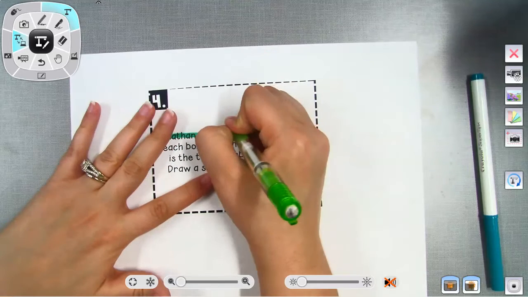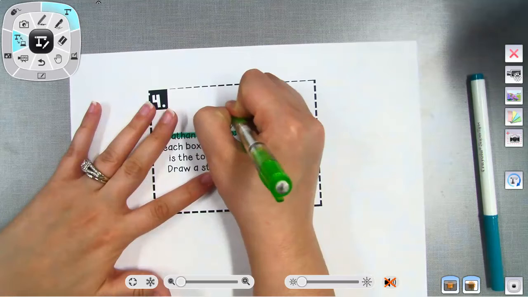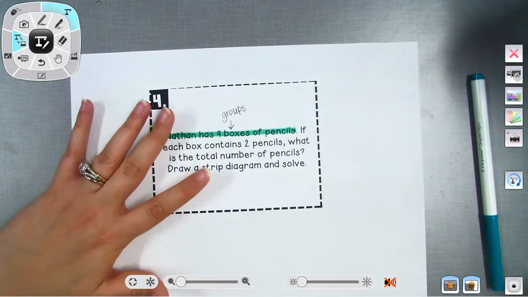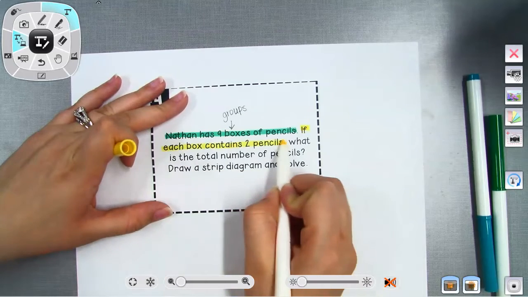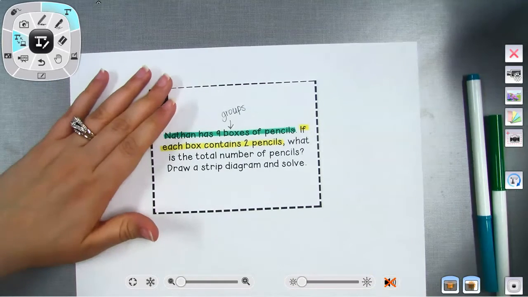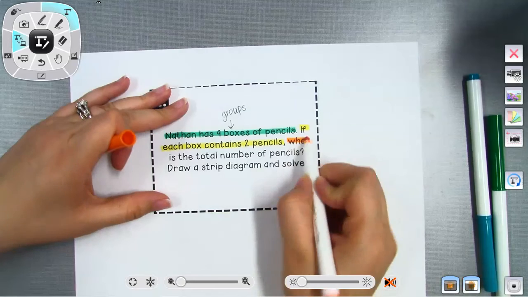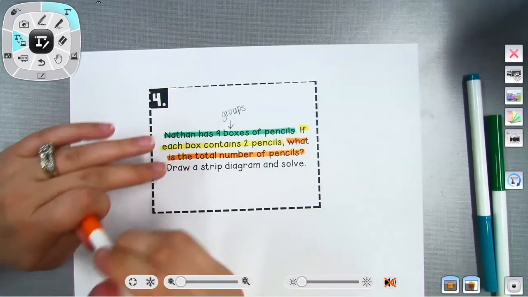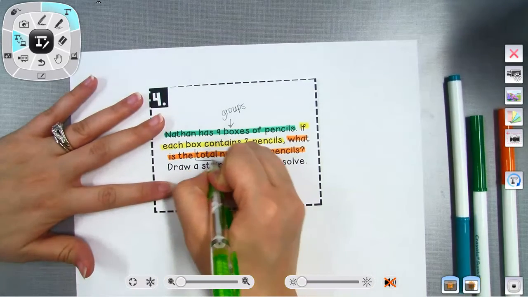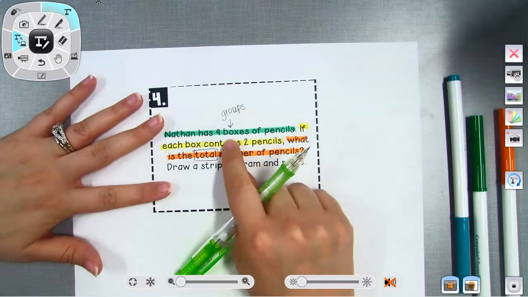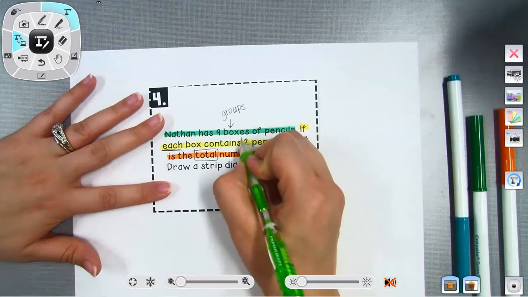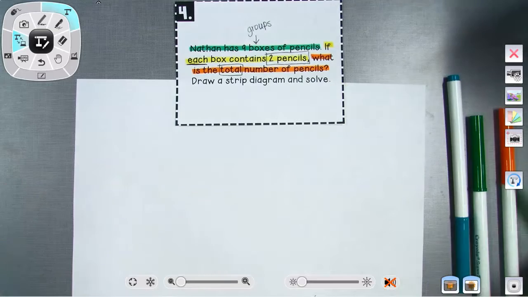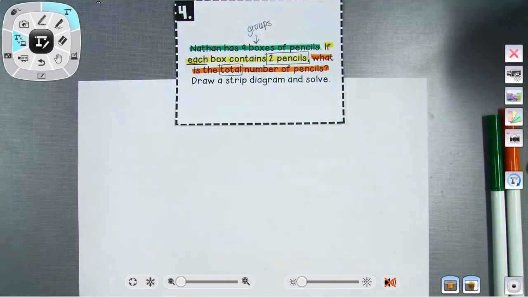Up here, I'm going to write that that's going to be our groups. This is just going to help me figure this out. And then it says, if each box contains 2 pencils, what is the total number of pencils? So right here it tells me I need to find the total. I know that I'm going to have 9 groups, and this word right here helps me: each box has 2 pencils. This is going to help me draw my strip diagram. So on your piece of paper with your pencil, we're just going to draw a rectangle.